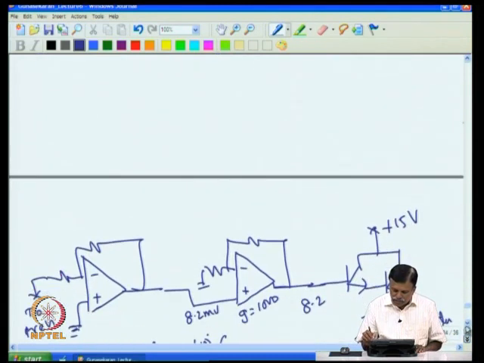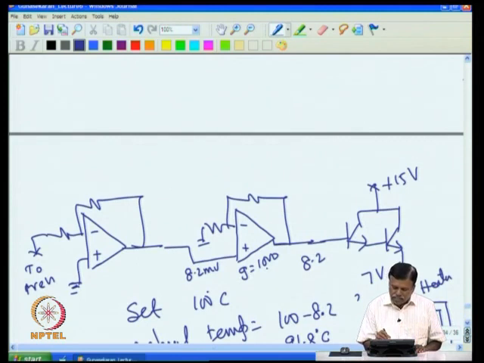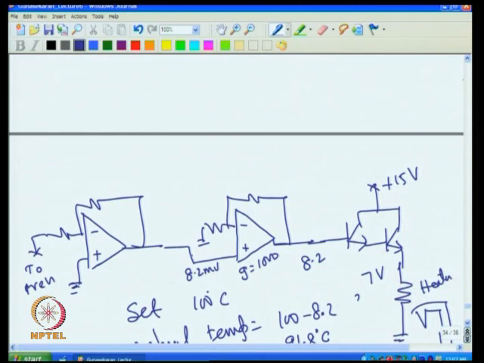For example, instead of 1000 gain, I put here 10,000 gain. Then to get the same 8.2 volt, I need only 0.8 millivolt here. For example, if the oven needs 7 volt to stabilize at 100 degree C, then I need 8.2 volt here. To get 8.2 volt, I need only 0.82 millivolt if the gain is 10,000. So I can increase the gain to make the oven go very close to the set value.